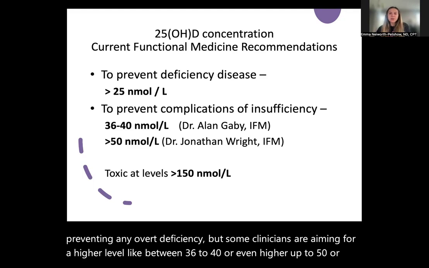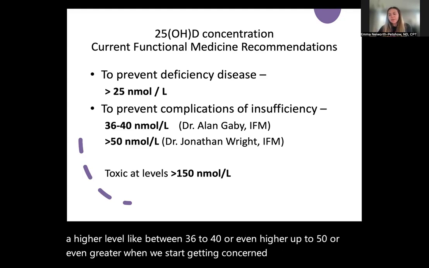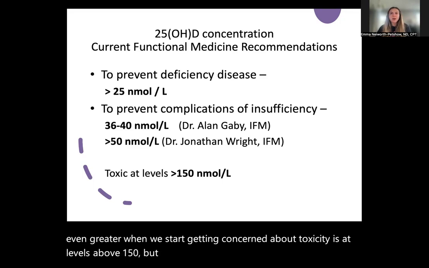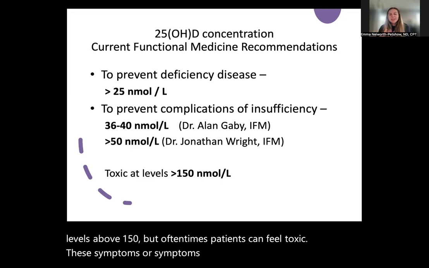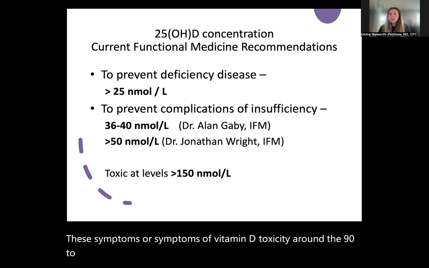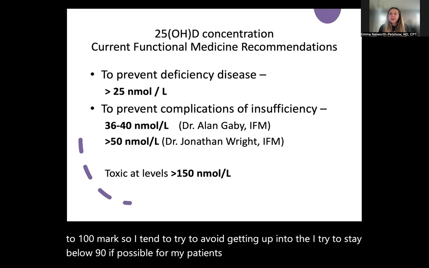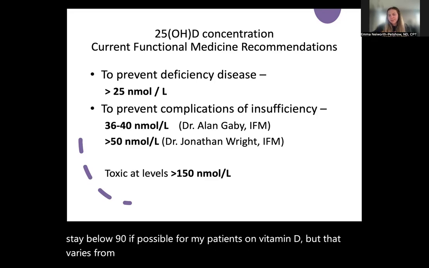We start getting concerned about toxicity at levels above 150, but oftentimes patients can feel symptoms of vitamin D toxicity around the 90 to 100 mark. So I try to stay below 90 if possible for my patients on vitamin D, but that varies from person to person.